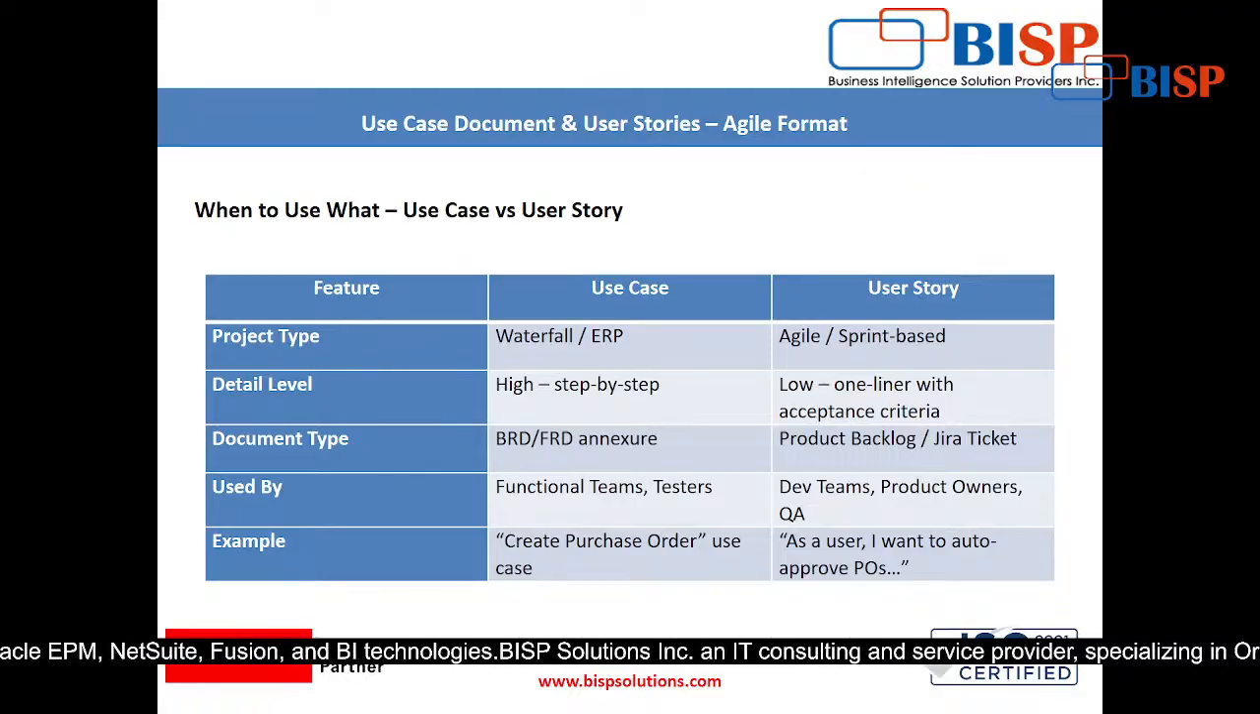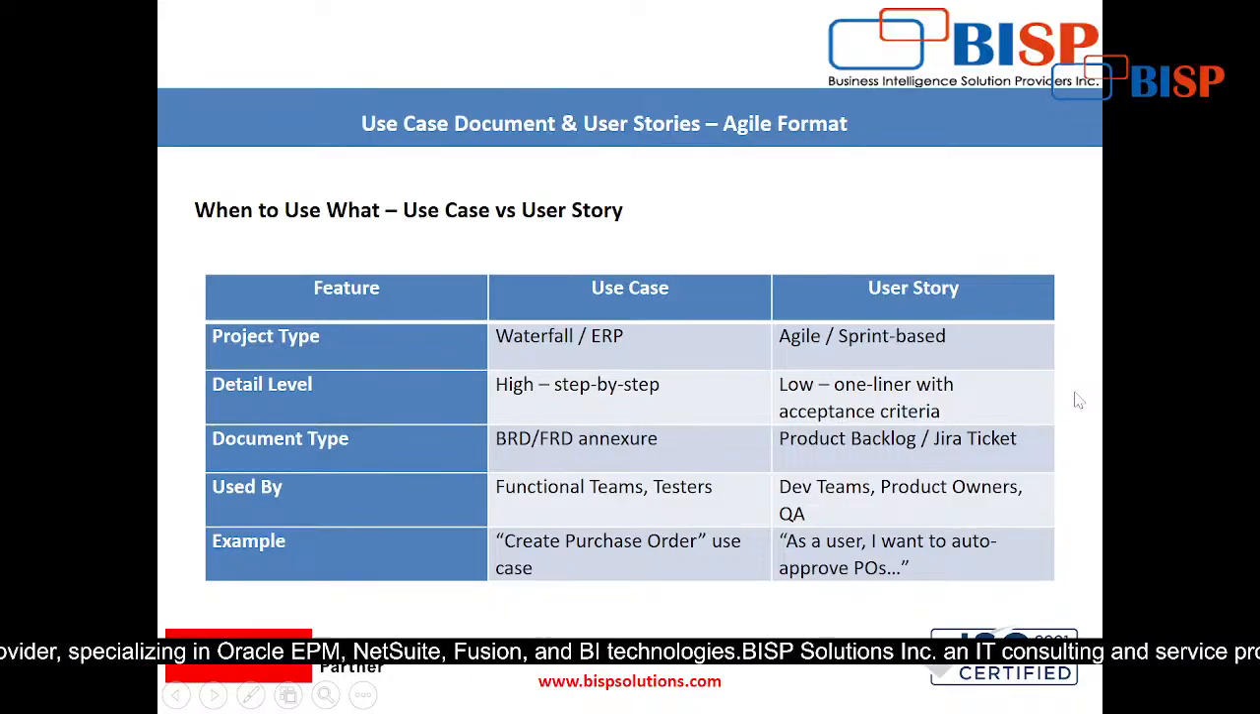Product backlog and Jira ticket. User story means product backlog, whatever the backlogs are there for the product. It is mostly used, for example, as a purchase rep, I want an email to be sent when I create the purchase order. In that case, if the desired result is not showing, you can use the ticketing system. It is used by the functional team and testers.